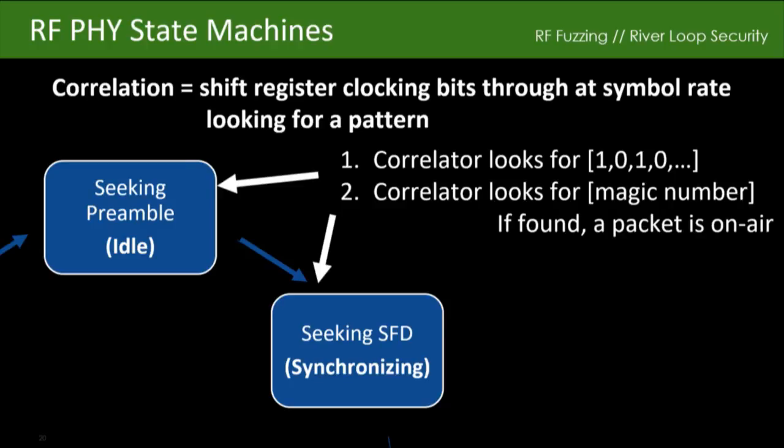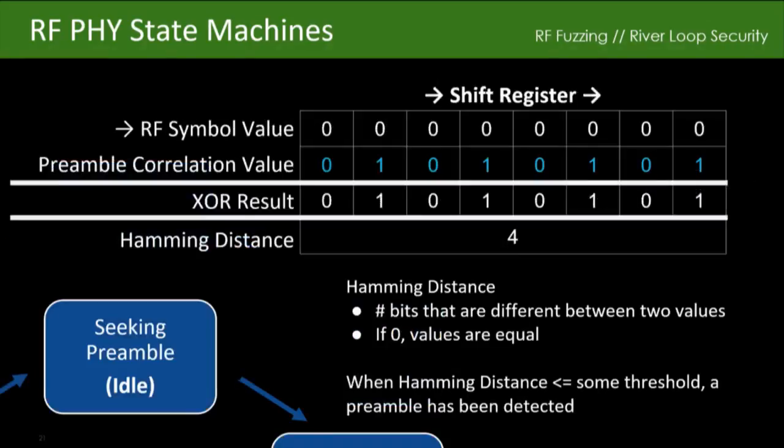That's a very similar operation, although instead of looking for that 0101, we're looking for whatever the magic number of that protocol is. Just to illustrate this briefly, we'll talk about this table here. On top, we have RF symbol values that would be clocked through the shift register. Beneath it, in the preamble correlation value row, is the magic number that our physical layer standard is looking for. A pretty standard implementation is just to have that alternating 0101 pattern. So what this correlator is going to do is XOR the current symbol value state against that magic number that we're looking for.